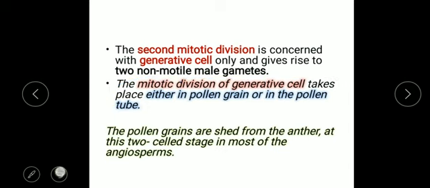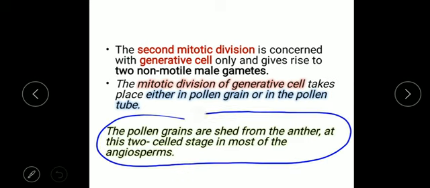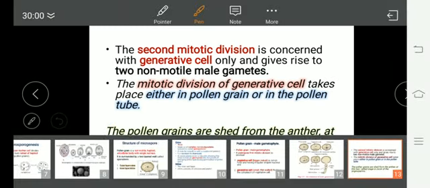Next, pollen grains are shed from the anther at this two-cell stage in most angiosperms. It means sometimes they form male gametes earlier, but in most angiospermic or higher plants the pollen grain is shed at the two-cell stage. Two-cell means one is a large cell, the vegetative cell, and the small cell is called the generative cell. In this stage the pollen grains basically get shed from the anther. I hope that you understood.